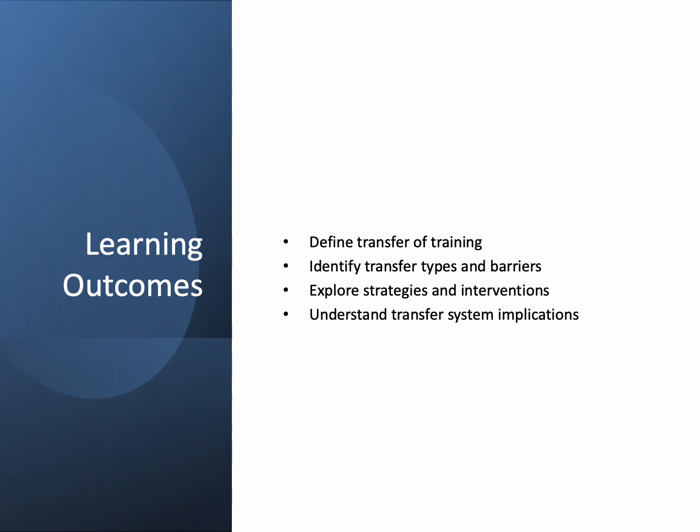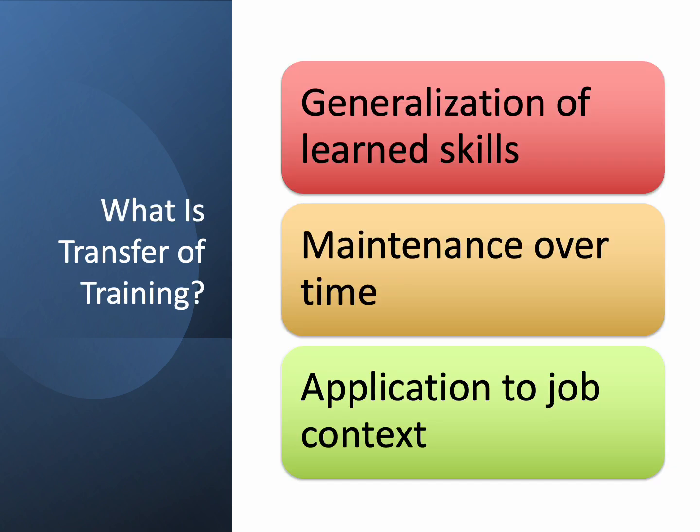This lecture equips you to design training that ensures skills are applied effectively, enhancing outcomes in fields like healthcare or retail. Transfer of training refers to the generalization of knowledge and skills learned in training and their maintenance over time on the job. It ensures training translates into workplace performance. For example, a technician learning equipment repair must apply skills consistently in real settings. Effective transfer bridges training and job performance, maximizing impact.